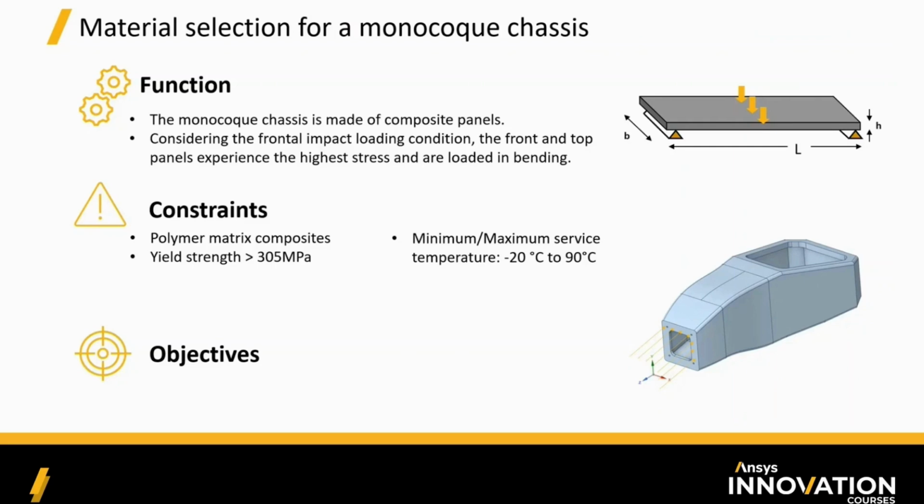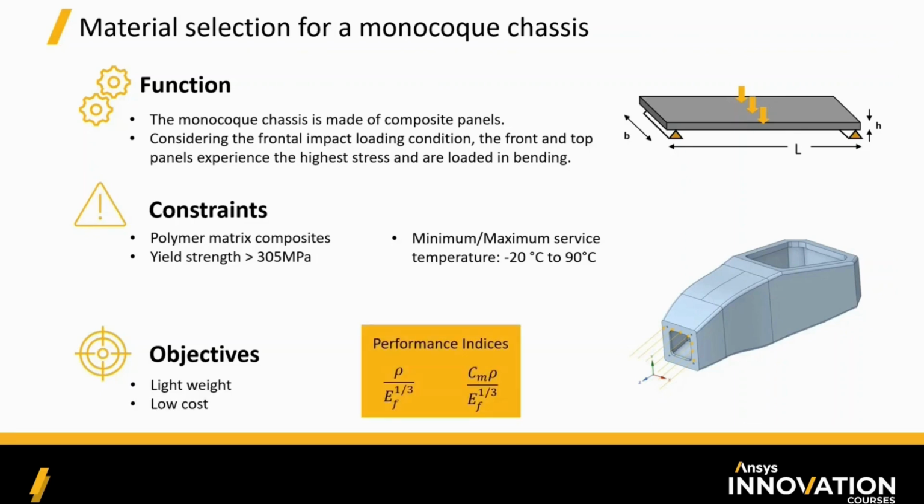The rule book of the Formula Student competition provides a minimum yield strength for the materials that will be used for the monokok. As the minimum, we have 305 megapascal, which is coming from the rule book. In terms of the service temperature range that we expect the material to be able to withstand, we're going to look into materials that are resilient against temperatures of between -20 and 90 degrees.